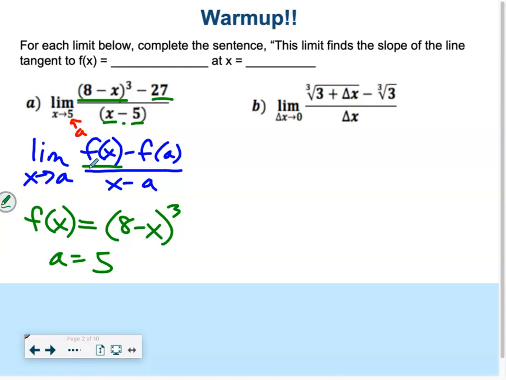The reason for this is because later on your AP exam, the College Board is going to give you limits like this. Now this one you could do. It's not short. You have to cube a binomial, right? Combine like terms, then you're going to have to do some factoring, and then cancel, right? Once you've canceled, then you can plug in your 5 and you get an answer.